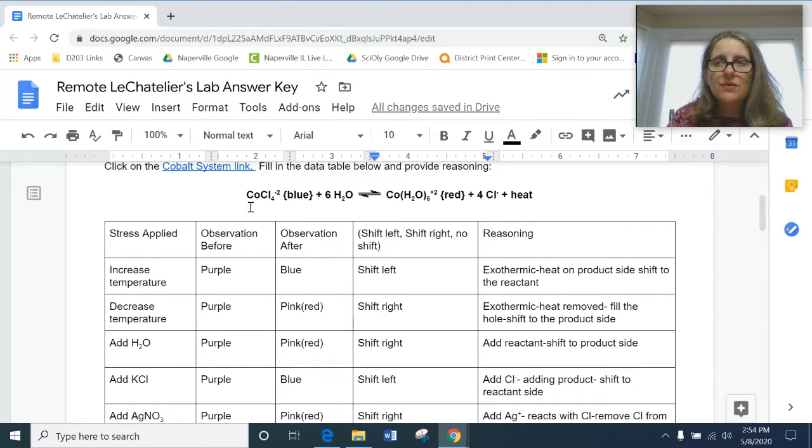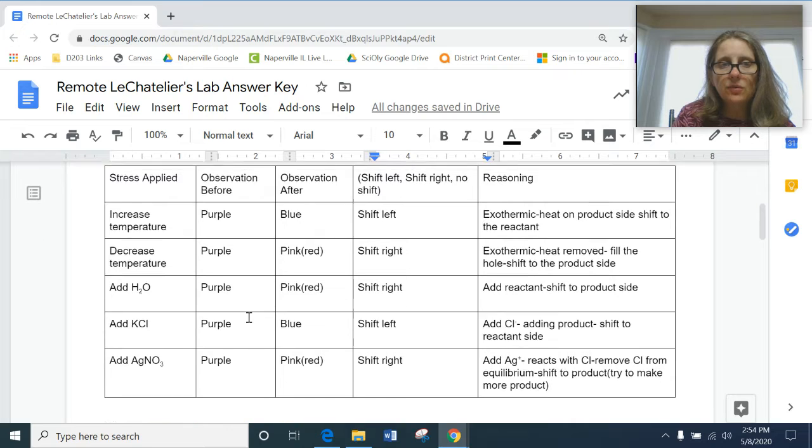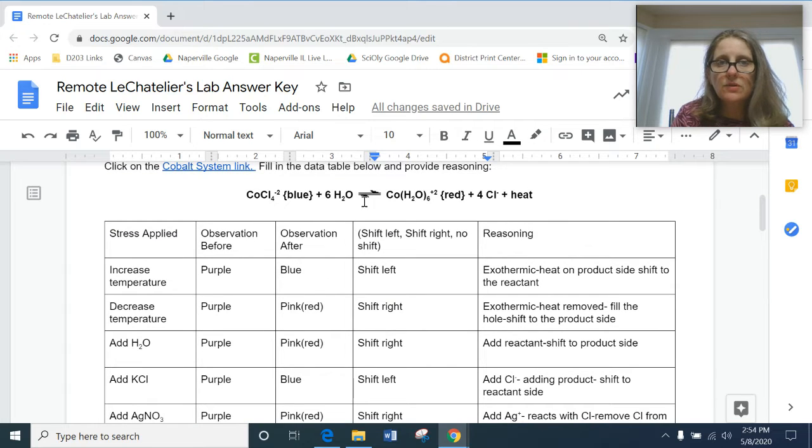So the first system here is the cobalt one. It is blue and then red on the product side. Please notice that the observation before is that it was purple. So whenever you see a mixture of those two colors, that means you have both species in there at equilibrium. So I put essentially what I thought the color was at the end of the experiment, and then it's shifting left or right. So if I'm increasing the temperature, the heat is on the product side. This is an exothermic reaction, so that means it's going to shift to the reactant side.